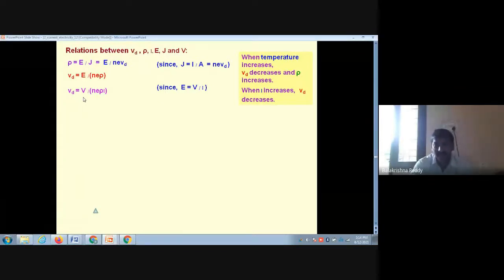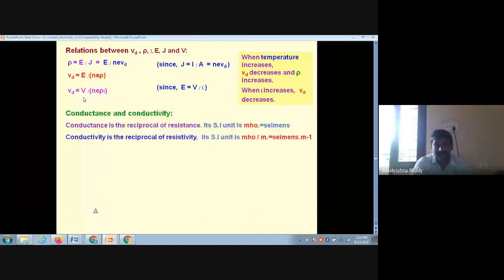When L increases, Vd decreases, drift velocity decreases. Now you can also see that when the length of the conductor increases, drift velocity decreases, since from this equation it is inversely proportional.